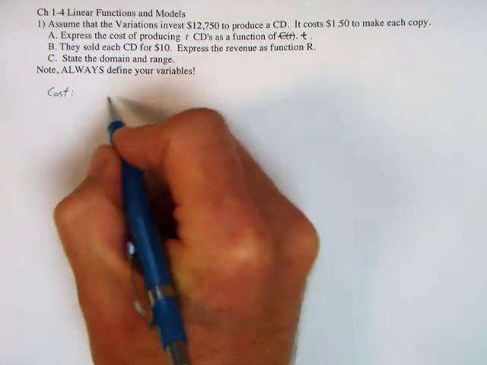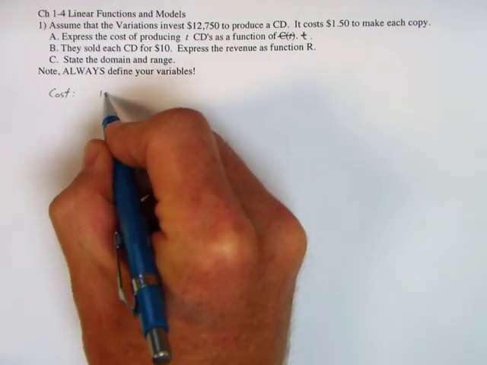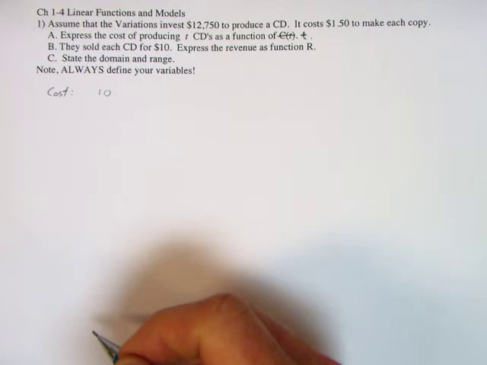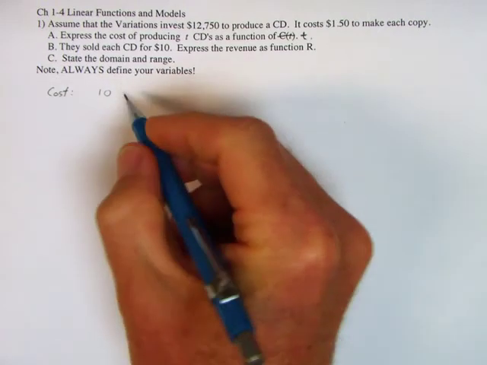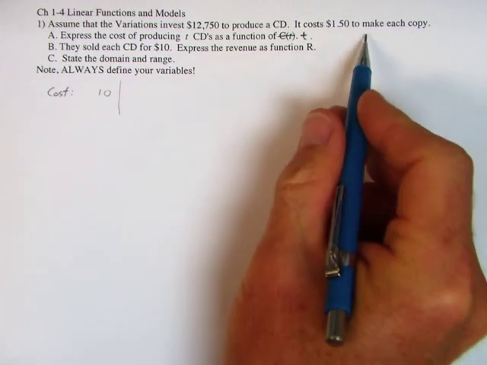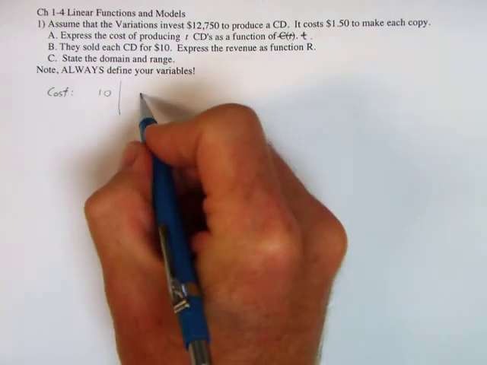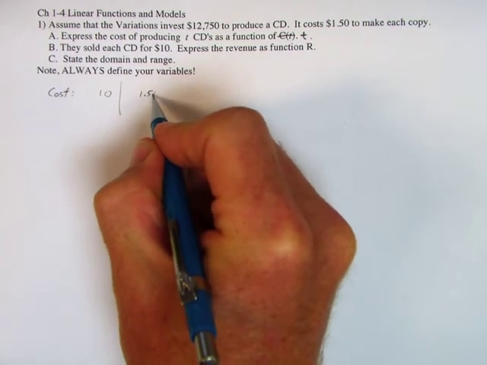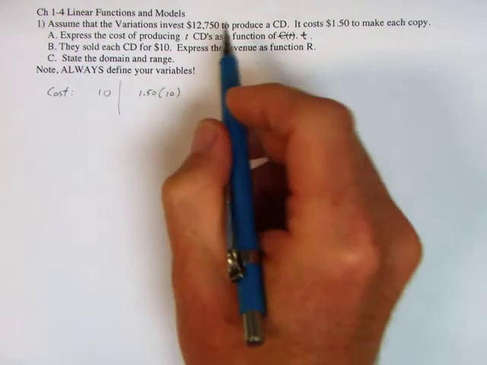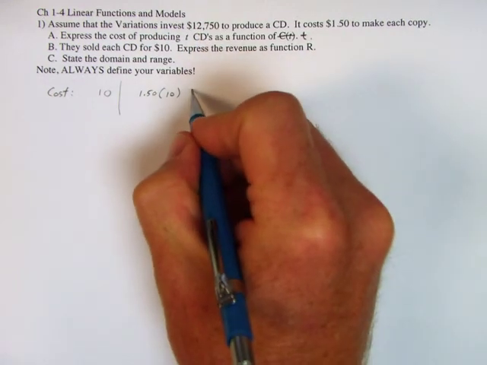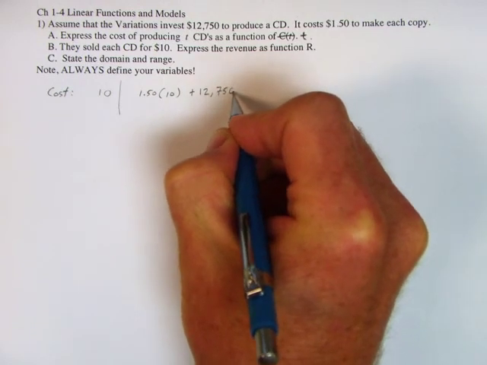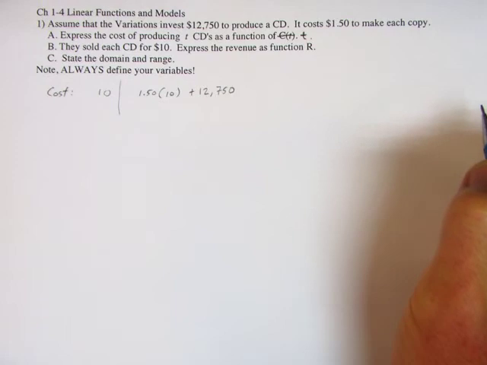And we say, what if I wanted to make 10 copies? How much would it cost me? Well, each copy costs $1.50, so I'd have to take $1.50 and multiply that by 10. Would that be my total cost? No, because I also have this $12,750 that, no matter how many CDs I make, has to be paid just to go into the studio to make the original one.